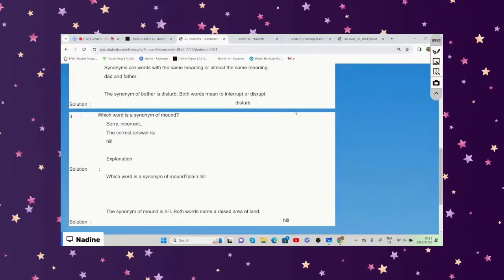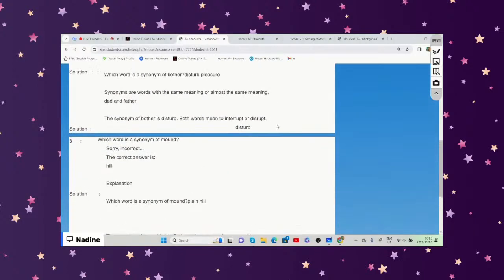All right, so now we need to find the word that's as similar as mound. Is the word similar to mound plain or hill? Similar to mound. Is it plain or hill?